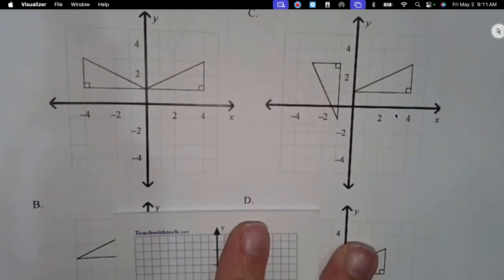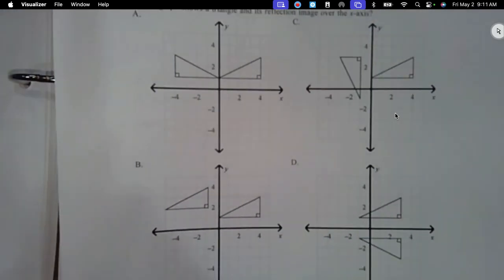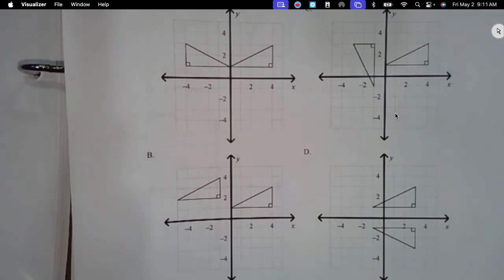Okay, which one is a reflection over the x-axis? So, y'all, let me just draw a line on the x-axis and see if we flipped over it. Did we flip over it? No. Did we flip over it? No. Did we flip over it? No. Did we flip over it? Yes. That's the reflection over the x-axis. Okay? And if you forget which one's the x, it literally says it right here. This is the x-axis on every one of them. That's how you know that. Flip over that line. D is your answer on that.